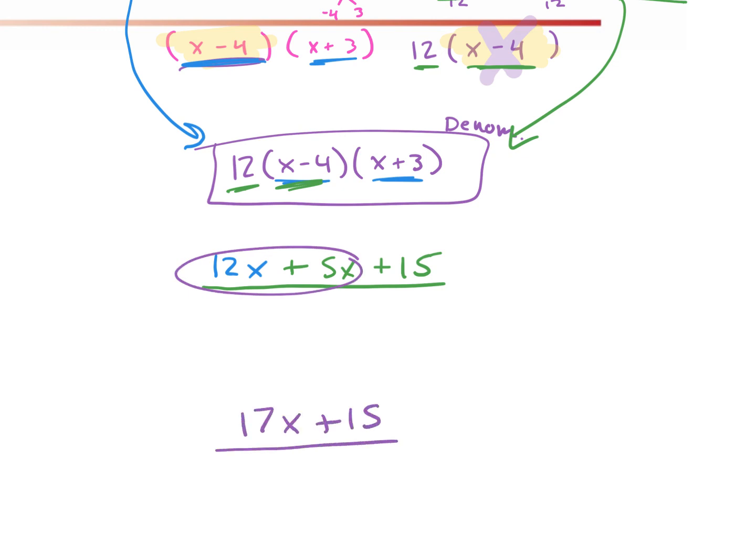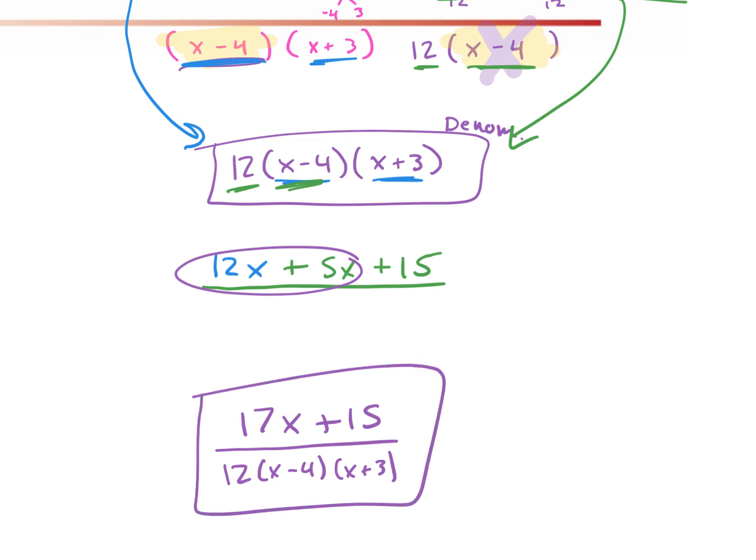And then what's our denominator? 12 times x minus 4 times x plus 3. The order doesn't matter. Whatever order you want to put it in. If you want to say x plus 3 times x minus 4, that's totally fine. So this is our answer. Can we simplify this? Does it factor anymore or simplify? Nope. So that's it. We're good there.